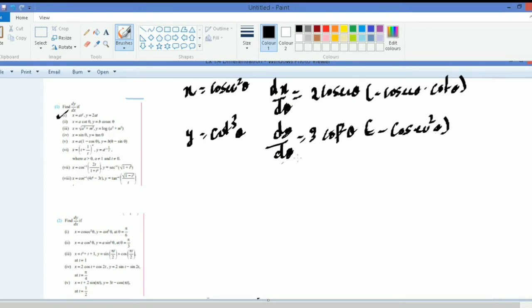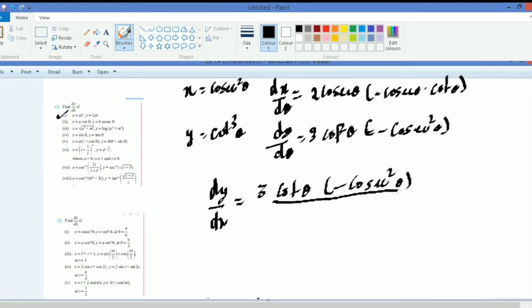Now this is how you have got an answer. You have dy by d theta and dx by d theta. You have to find out dy by dx. For dy by dx, you will divide the second equation by the first equation. So we will get dy by dx is equal to 3 into cot theta into minus cosec square theta upon 2 into cosec theta into minus cosec theta into cot theta. So you can see this cot theta will get cut. This minus cosec square will get cut. You will get only 3 by 2.